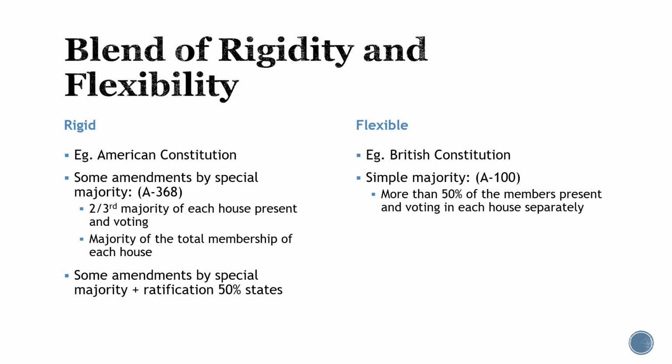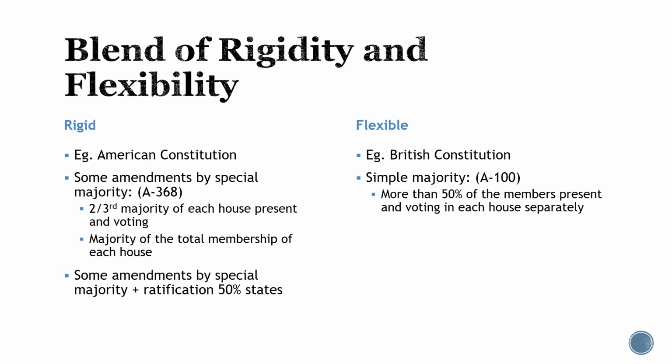So some features are amended by a special majority, which is two-thirds of the majority of each house present and voting, and then a majority of the total membership of each house, right? That's what your special majority is. And then some amendments by special majority plus ratification by 50 states. So some amendments are done by just the special majority, some also need ratification by 50% of the states. That means half of the states should ratify the amendment that is done. Only then the amendment would be passed, right?